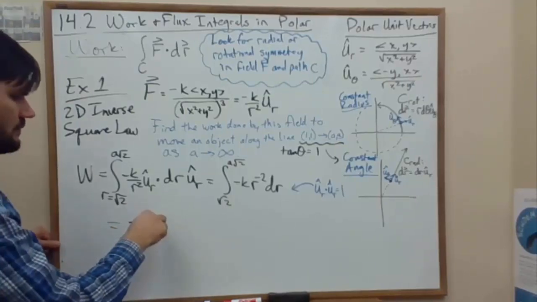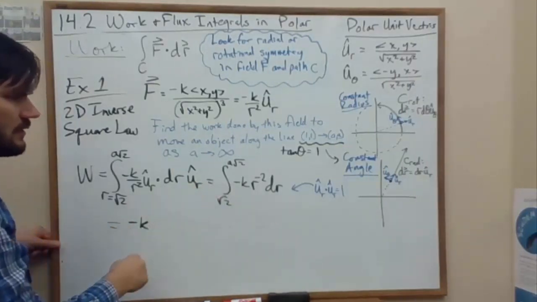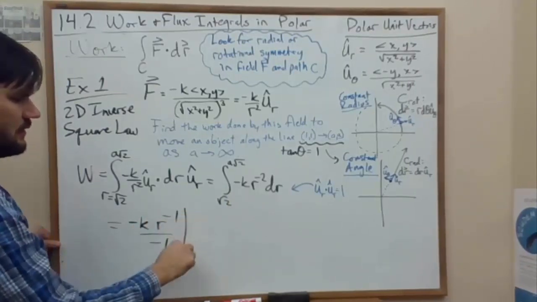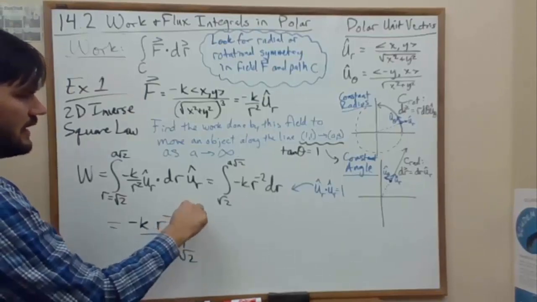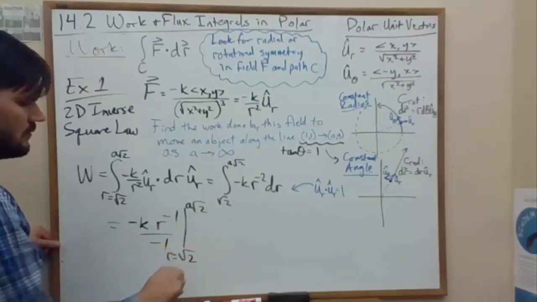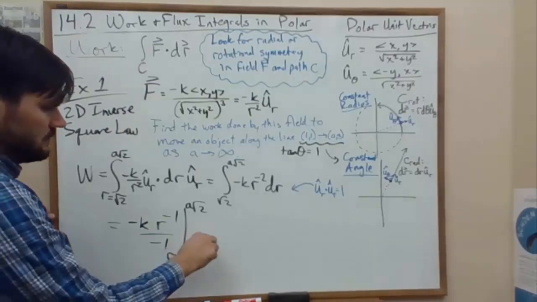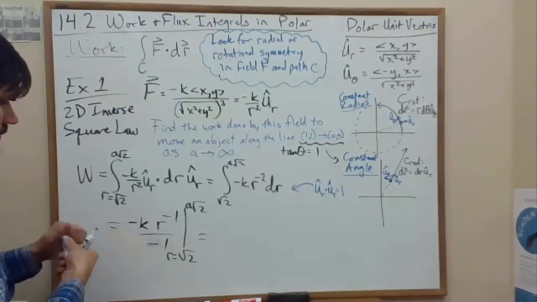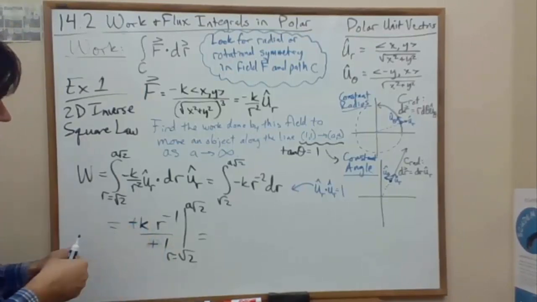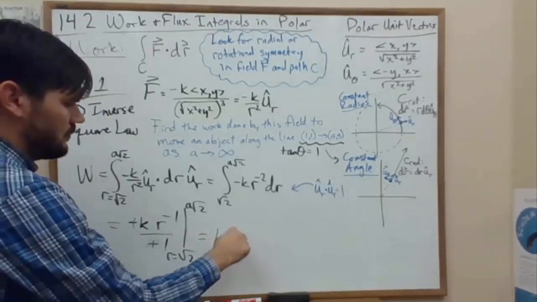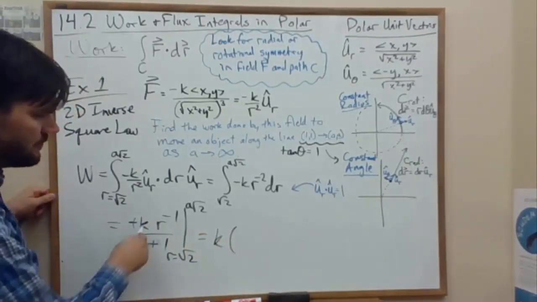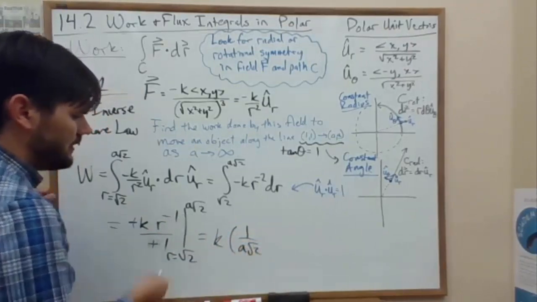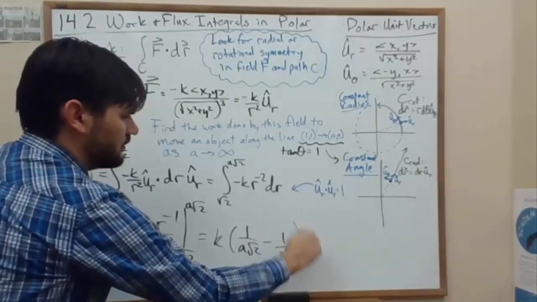Negative k. We integrate, that gives us an r to the negative 1 divided by negative 1 from square root of 2 to a root 2. Plug in our values. Well, first, those signs will cancel. We have a common k, and we first plug in a root 2, and then we subtract, plug in root 2.